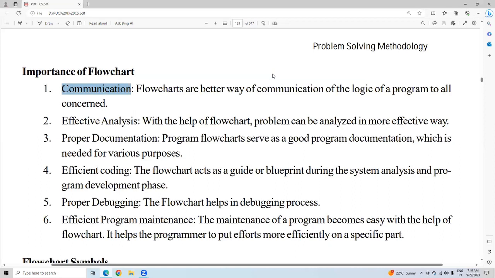And because of the flowchart, I can easily identify where exactly there are loopholes. It is something like proper debugging.